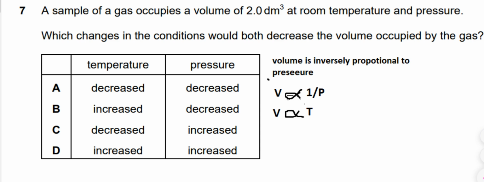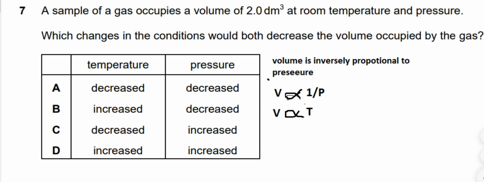This video will explain the MCQs related to pressure, temperature and volume. The question says a sample of the gas occupies a volume of 2 dm cube at room temperature and pressure. Which changes in the conditions would both decrease the volume occupied by the gas?